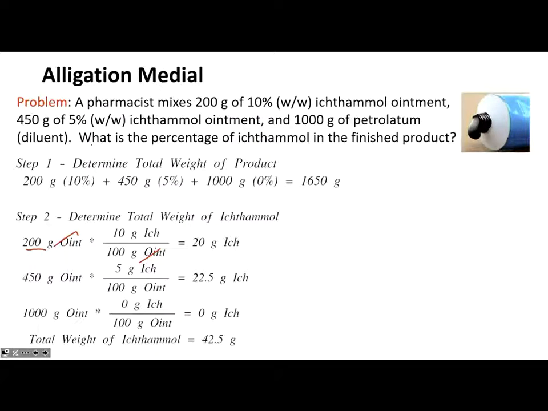Okay? I won't belabor that process, but let's do the same thing for the 5%. There we started with 450 grams. So 450 times the 5% gives you 22.5 grams of just ichthymol. And hopefully it makes sense that if we had 1,000 grams of petrolatum, petrolatum doesn't have any ichthymol in it, so its percent essentially is 0%. So 1,000 grams times 0% is 0 grams. There's no grams of ichthymol from the petrolatum. So in the end, you add it all up, you get 42.5 grams of just ichthymol.